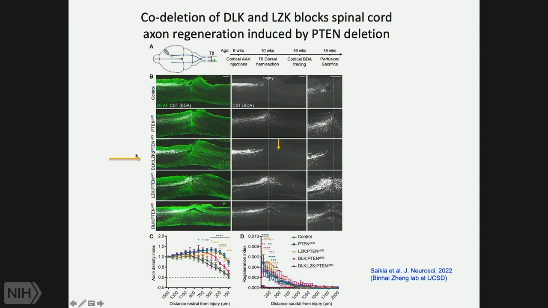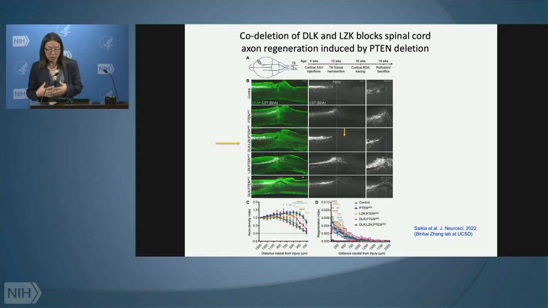What is in this figure is too much to look at, but the important thing to look at is this. This is a control following dorsal hemisection, and there's no sprouting of the CST axons to cross the wound site. PTEN knockout will have more sprouting, but removing DLK and LZK, there's very little sprouting. It's the cleanest way to block the PTEN effect. Individually, DLK and LZK do not have this strong effect. So DLK and LZK act synergistically to block spinal cord axon regeneration induced by PTEN deletion.